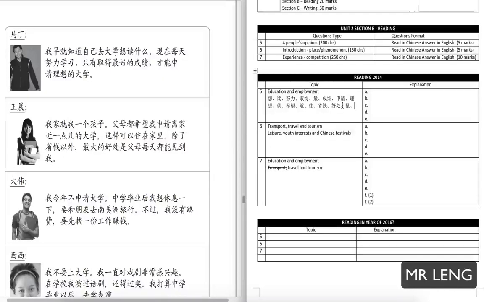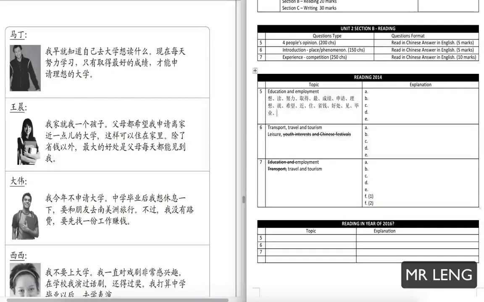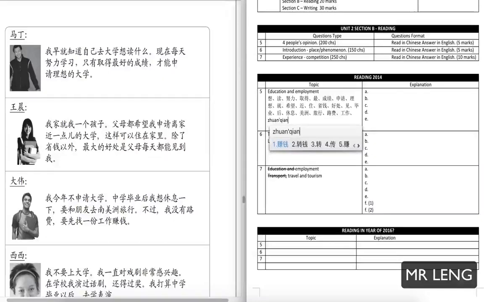Now the third person, 不申请 does not apply. 毕业 graduate, 后 afterwards, 休息 to rest. Okay, 美洲 the Americas. 旅行 to travel. 路费, 路 is the road, 费 is the fee, so road fee means the travel expenses. 先找到一份工作 first find a job, 赚钱 make money.